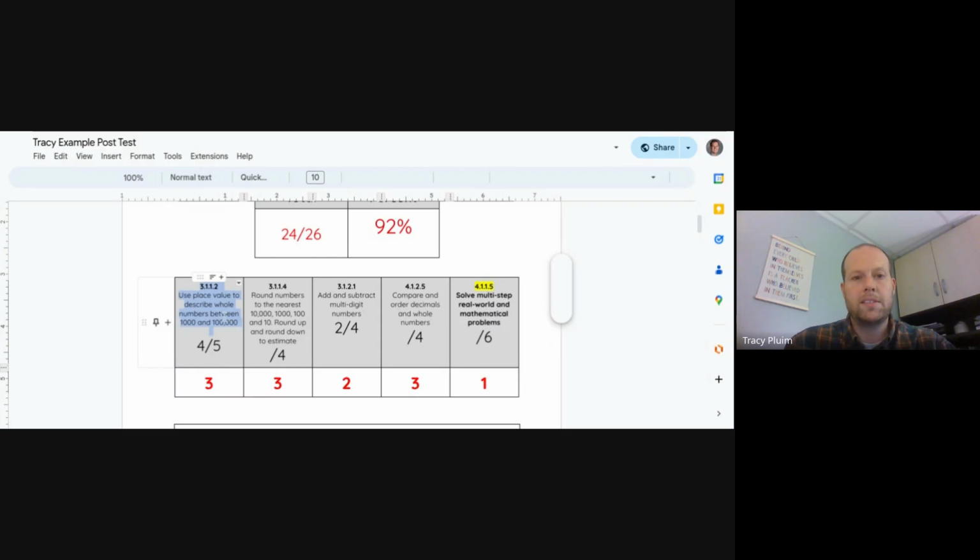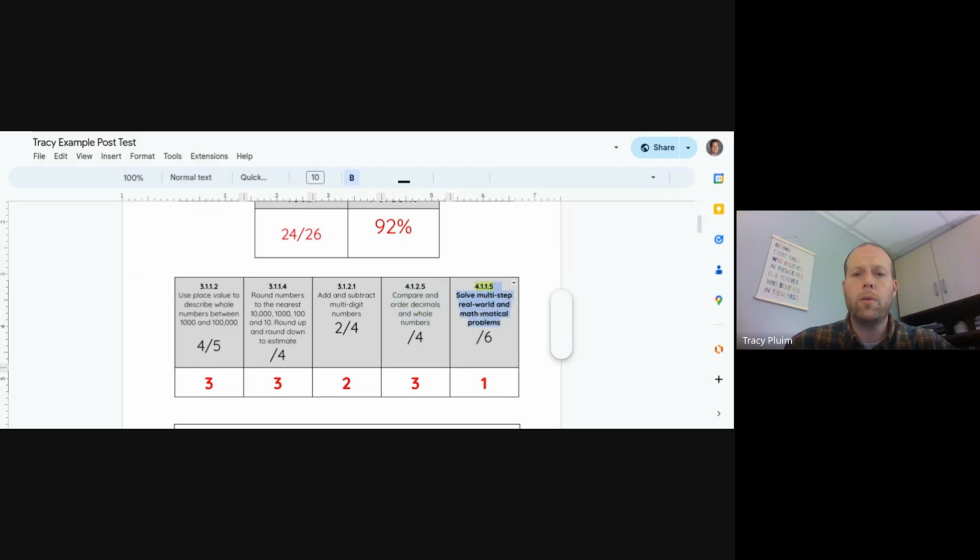This is a review from third grade standards. So this first one, use place value to describe whole numbers between 1,000 and 100,000. That's the first one. Here's another third grade skill, 3.1.1.4, 3.1.2.1, and then here is the first one that actually gets into fourth grade standards. This is 4.1.2.5, and then 4.1.1.5 is the very end.